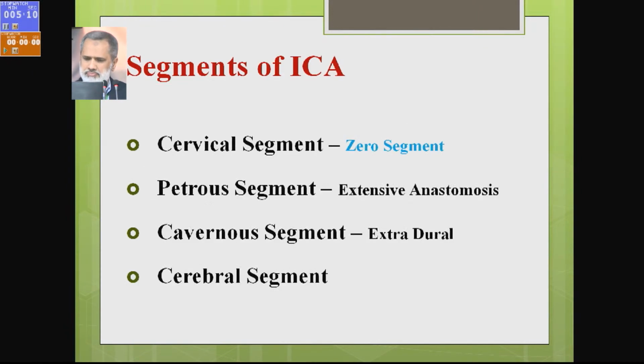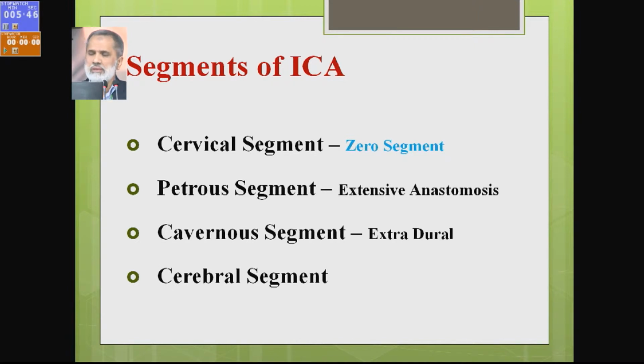So after the embryological life, you get these segments. Cervical segment, zero segment, I have already explained, slightly embryologically different. And then when you play with this vessel, you have to be careful where you are playing. The petrous segment is very important because the maximum anastomoses are here, extensive anastomoses. So sometimes if something is happening and you couldn't see the vessel, if you can get a supply from the side, it's not strange because there are anastomoses around it.